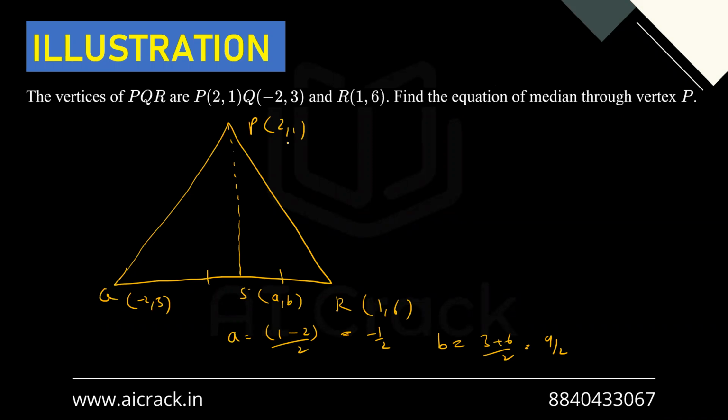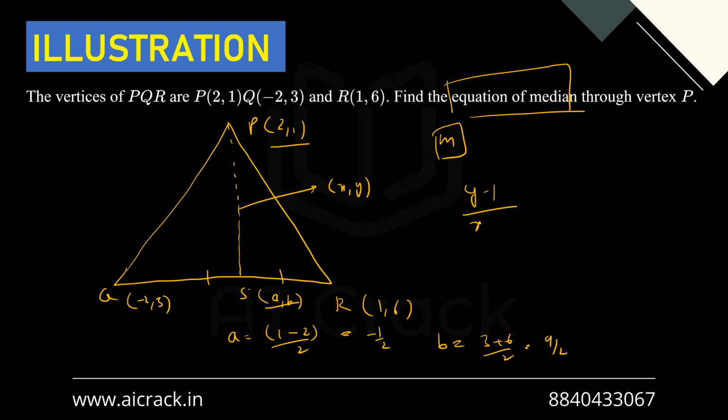Now all we need is a slope and a point. Now we have to find out the slope of PS. We can find out the slope of PS because we have to find out the equation of the median. We can easily find the slope of PS with the help of these two points. We know the coordinates of P, we know the coordinates of S. So we can find out the slope, and we can use any one point. Let's say we'll use P to find out the equation of the line. So let's have this variable point (x, y).